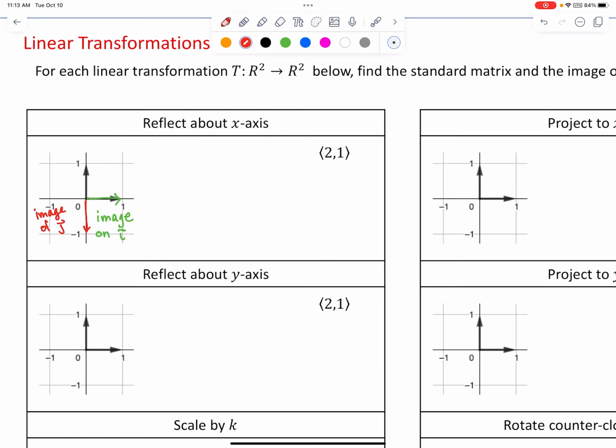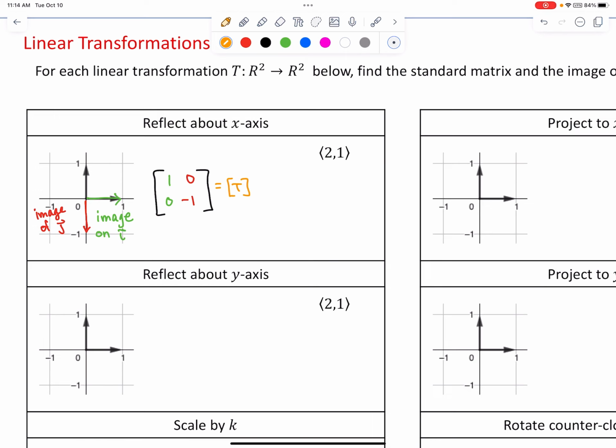All you have to do is determine what these two standard basis vectors will map to, and that's how you can construct the standard matrix for this transformation. So the first column will be the components of the green vector, which is the image of i, which happens to just be i in this case, because that vector was unaffected by this transformation. So its components are 1, 0. But the red vector has components 0, negative 1. These together form our standard matrix for this transformation.